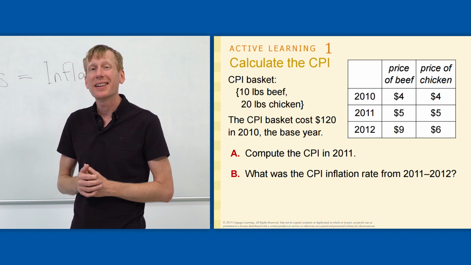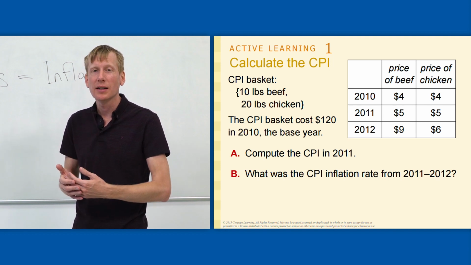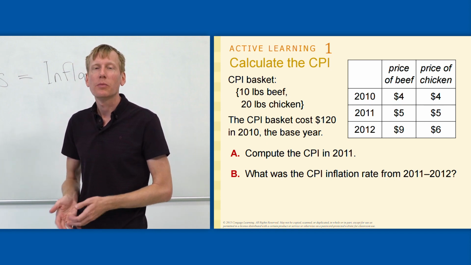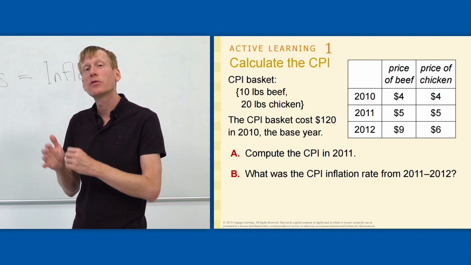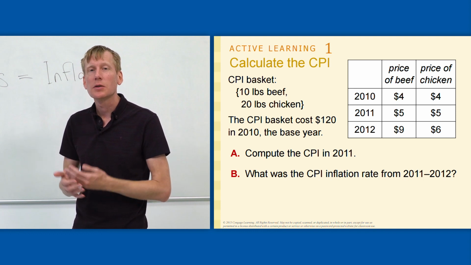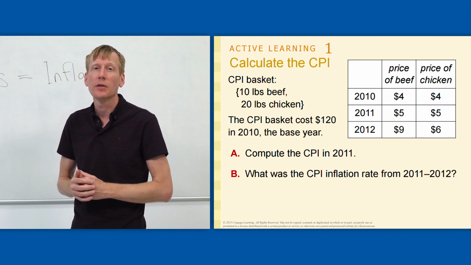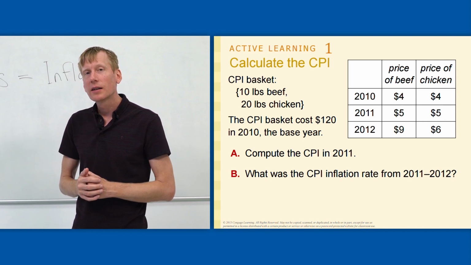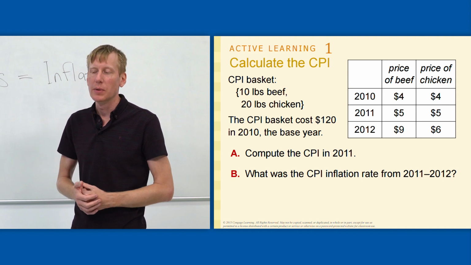Suppose in 2010, the price of beef is 4, then it rises to 5 in 2011, and then 9 in 2012. The beef price rises dramatically. Suppose the price of chicken is initially 4, and then rises to 5 in 2011. So in 2010, the prices of beef and chicken are the same. In 2011, the prices of beef and chicken are the same. They both rise. And then in 2012, the price of chicken is 6. It rises by much less than the increase in price of beef.